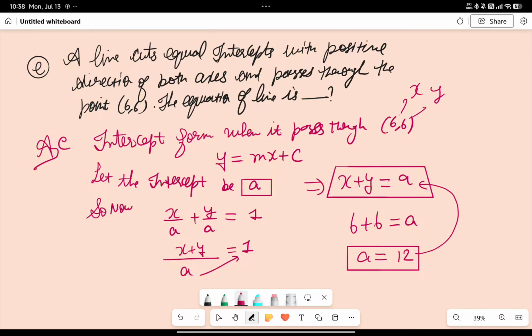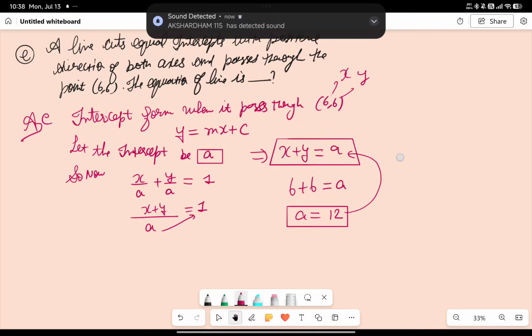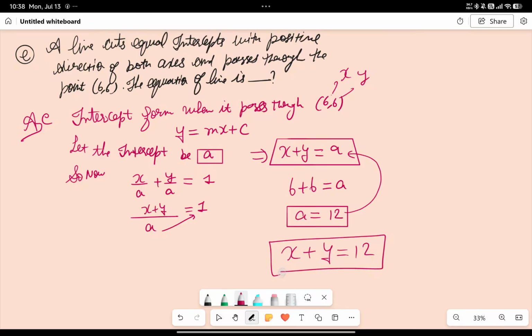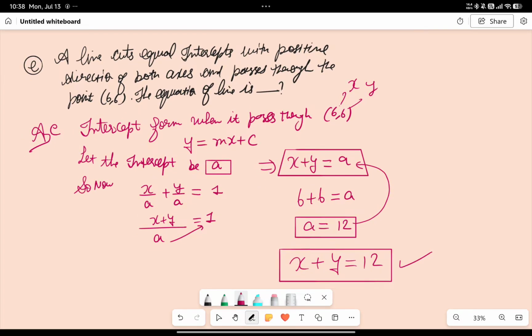Now I can put here 12, and here 12. So I get x plus y is equal to 12. This is your intercept form. Okay, so this is the final answer for this question. I hope you have understood well.